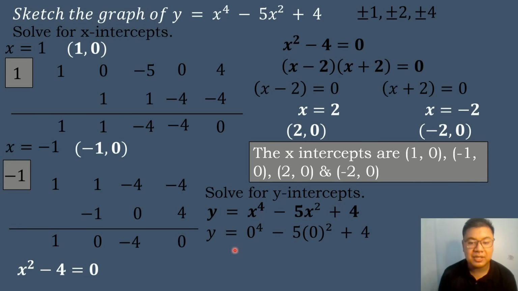So we have y is equal to 0 to the fourth power minus 5 times 0 to the second power plus 4. So y is equal to 0 to the fourth power is 0. Negative 5 times 0 to the second power is 0. Plus 4. So we have 0 plus 0 plus 4 is equal to 4. So y is equal to 4. So our y-intercept is equal to 4. And our coordinates are 0, 4.